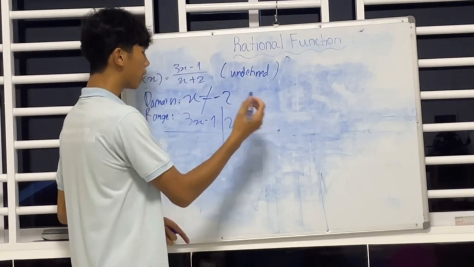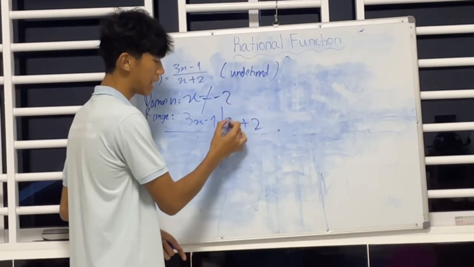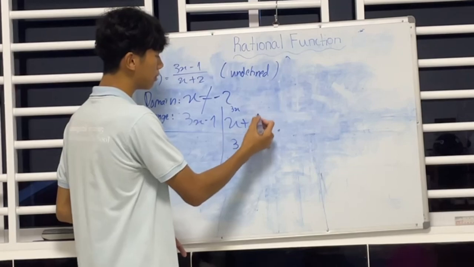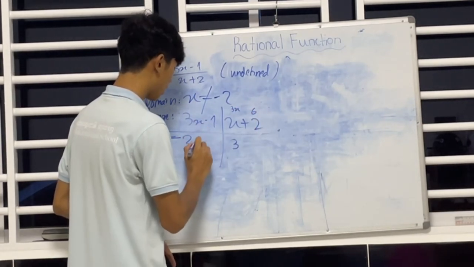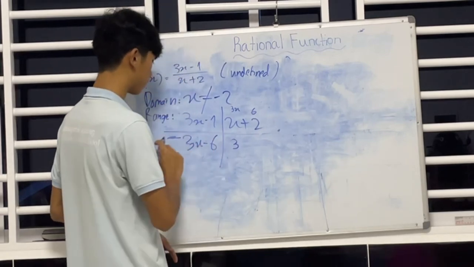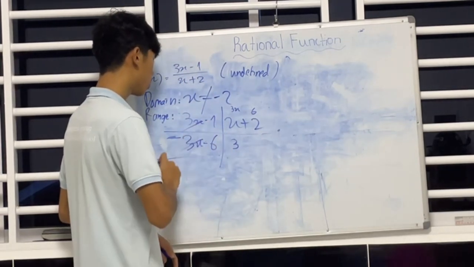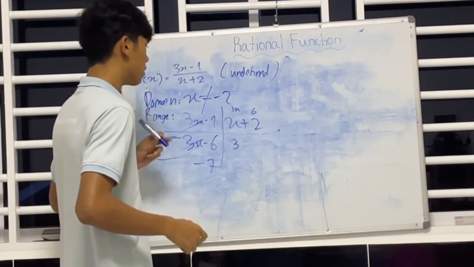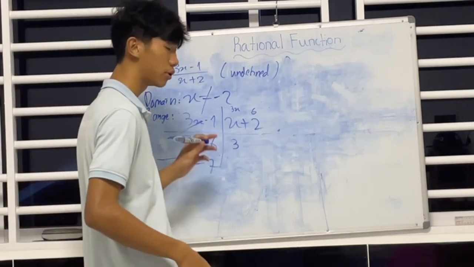So what we're supposed to do is 3. We put 3 times x plus 2. 3 times x equals 3x, and 3 times 2 equals 6. We move it to the other side, so it becomes negative: 3x minus 6. So we're going to subtract that, and we get negative 7. We can't do anything more right now, because there's only negative 7.